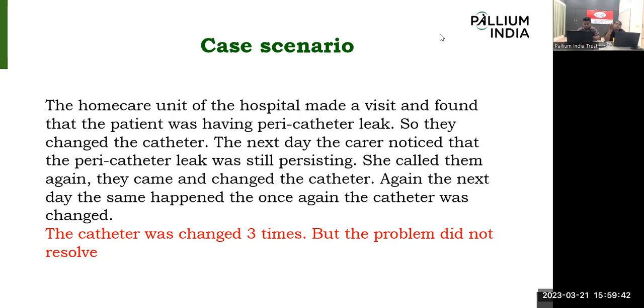And another problem is too much inflation of water. If you inflate too much water in the balloon, again the balloon will touch the bladder mucosa, and the bladder will become oversensitive. That sensitivity can cause again pericatheter leak. And the other problem is infection. So these are the three major problems that cause patients to have a pericatheter leak.